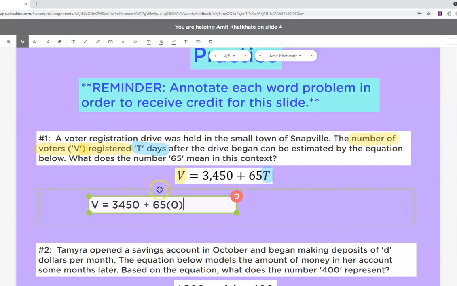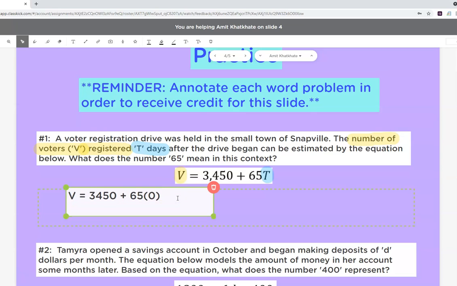This is a long way of saying that if there's 0 days passing by, until 0 days after this thing has started, before it started, that means then basically I'm going to have 3,450 voters registered. So that 3,450 basically is saying that there's 3,450 voters registered as a starting point. Okay, so that's your constant, which is also known as your starting point. I'm going to write that over here too.